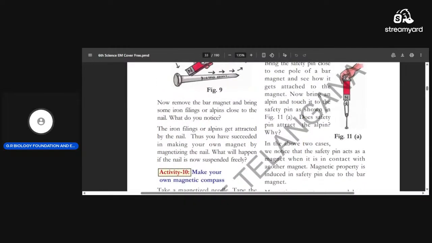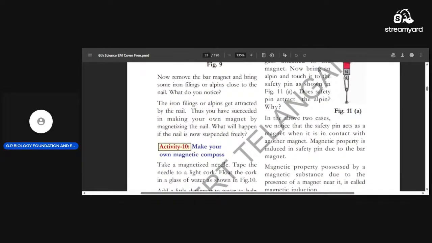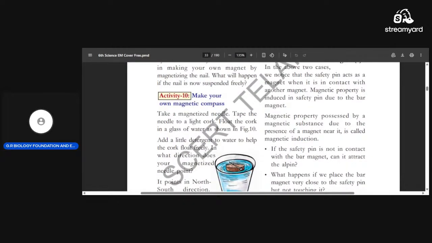If we suspend this nail, it comes to rest always in the north-south direction. We can mark the north side with one color. So that is the north direction and the other one is south. If you know north and south, we will know east and west also. So we can use this magnet to find out the directions of a place. By using this needle, again the 10th activity we are going to discuss.